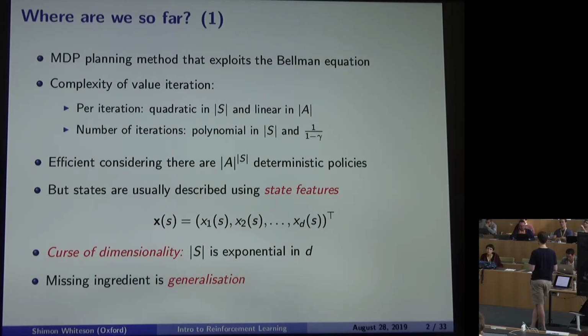So the computational complexity of value iteration is quadratic in the size of the state space and linear in the size of the action space per iteration. One iteration means doing an entire sweep of the state space. Remember, in value iteration, both policy evaluation and policy improvement are combined into a single update rule. If I apply that update rule to every state in my state space, then I've done an iteration. And that is quadratic in the size of the state space and linear in the size of the action space.